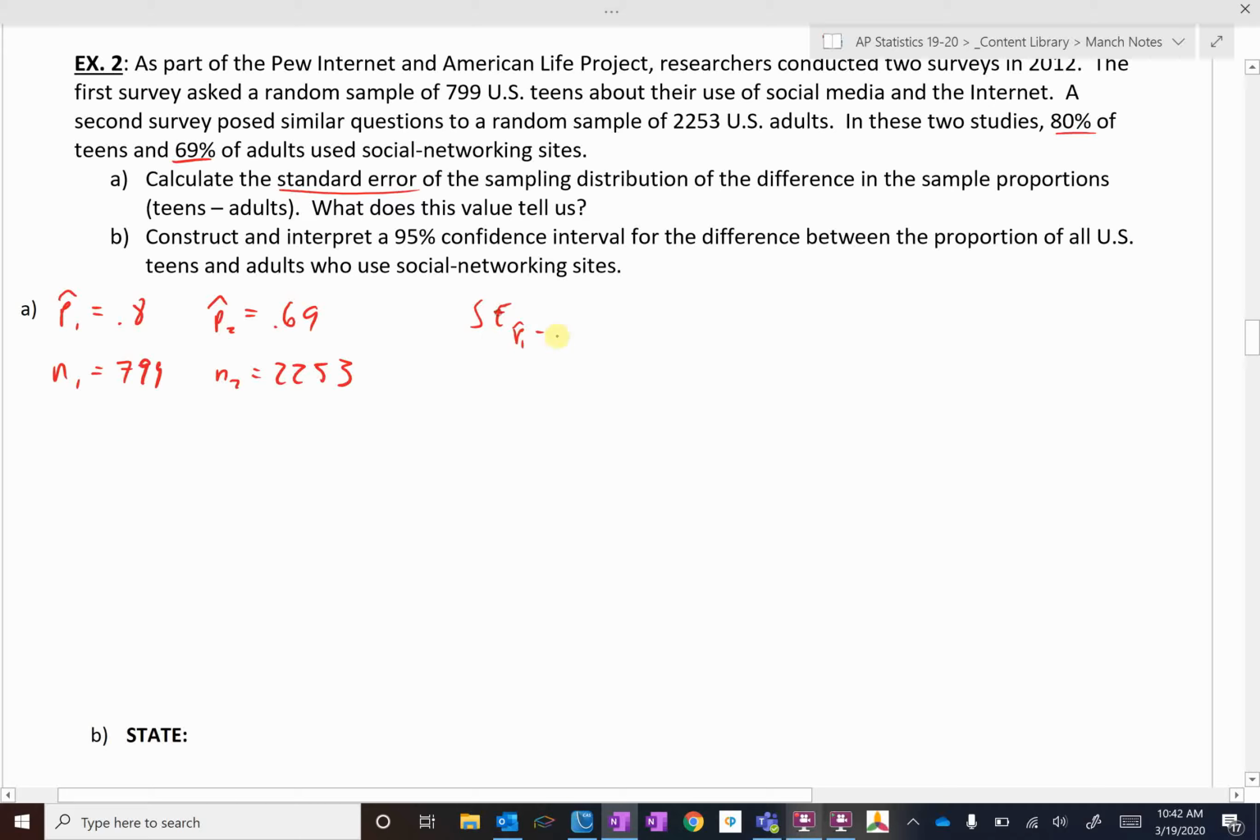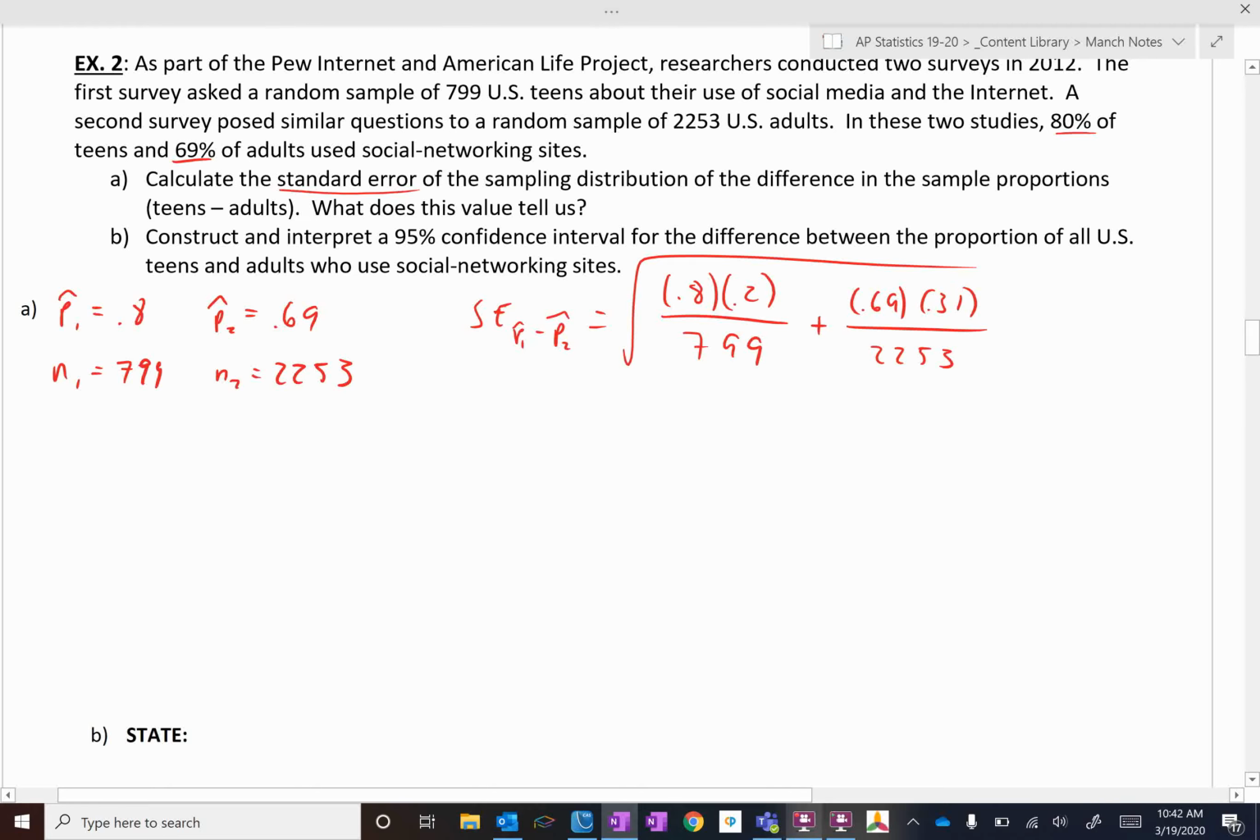So the standard error of the difference of p hat 1 and p hat 2 is equal to this big square root, where we want to take the 2 terms here. The first term is about the teens, the first population. So the proportion that do use social media times the proportion that don't, divided by the sample size, plus, for the second term, we're talking about the adults, so that's the proportion that do use social media times the proportion that don't, divided by the sample size.